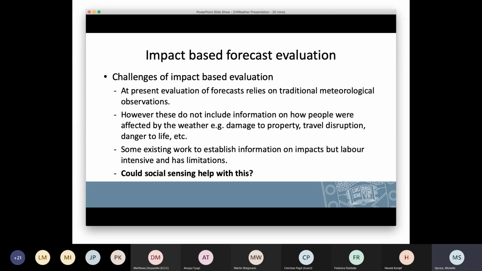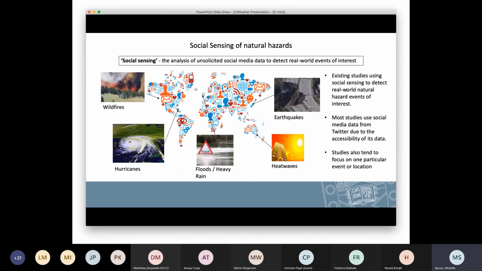So this is where we come in. Could social sensing help with this impact data collection? But what is social sensing? So essentially, it's the analysis of unsolicited social media data. That means it's just out there. There's been no filter on it. And can we use that to detect real world events of interest? And there's been a number of studies which have used social sensing to have a look at and detect natural hazards and find information about impacts from those hazards.